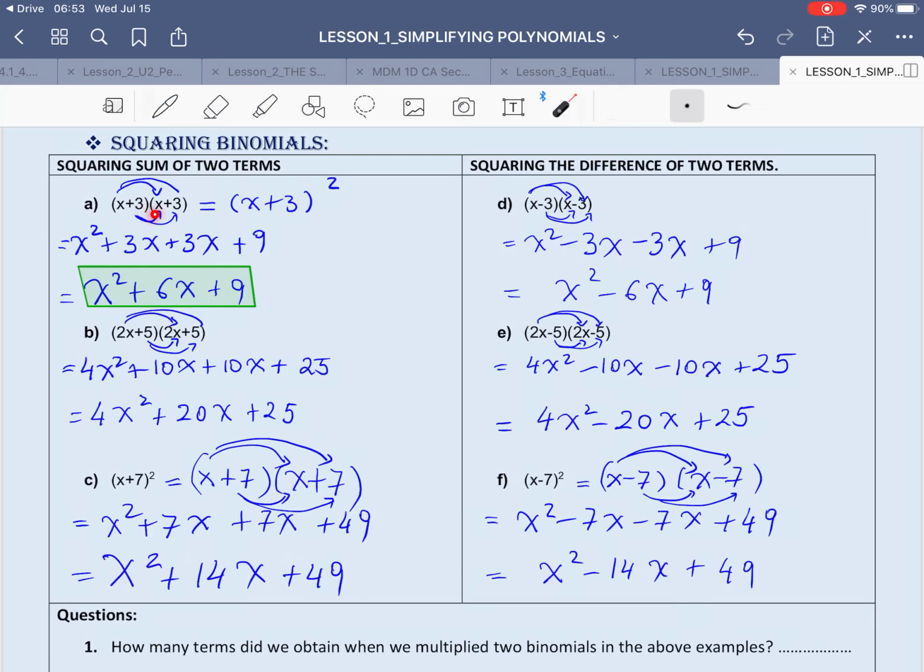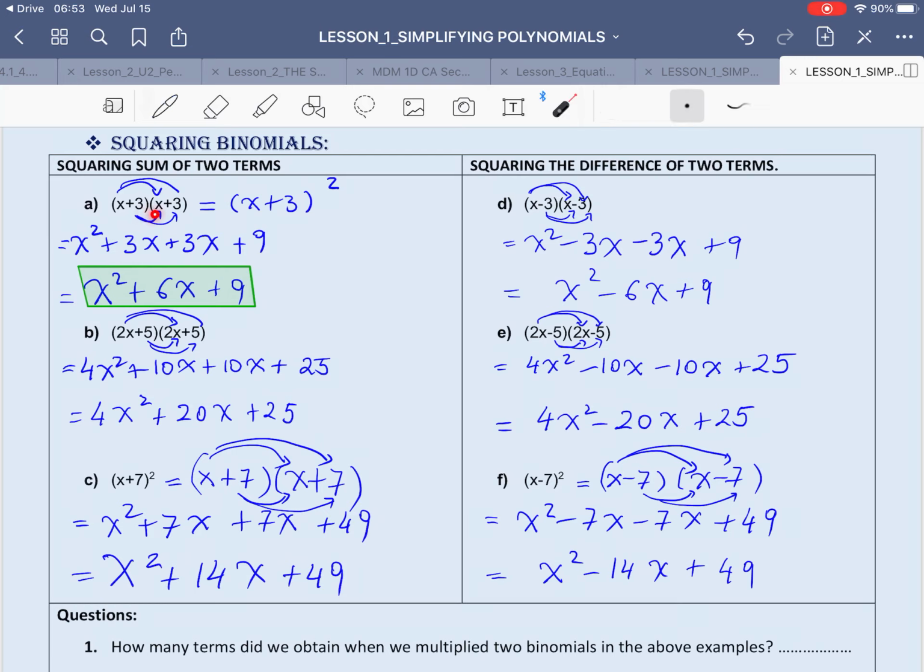So in the next example, we have k times k, k squared, k times 5, 5k, negative 5 times k, minus 5k, negative 5 times 5, negative 25. Let's check and see if you can simplify. So we have k squared going with nothing else. 5k minus 5k is nothing. Then minus 25. Two terms again.